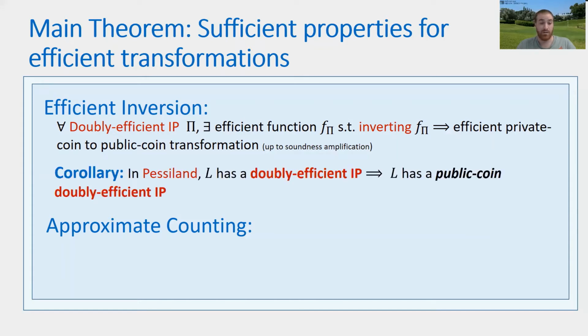As a corollary, we show that in Pessyland, where one-way functions don't exist at all, if a language has a doubly efficient interactive proof, then it automatically has a public coin doubly efficient interactive proof.